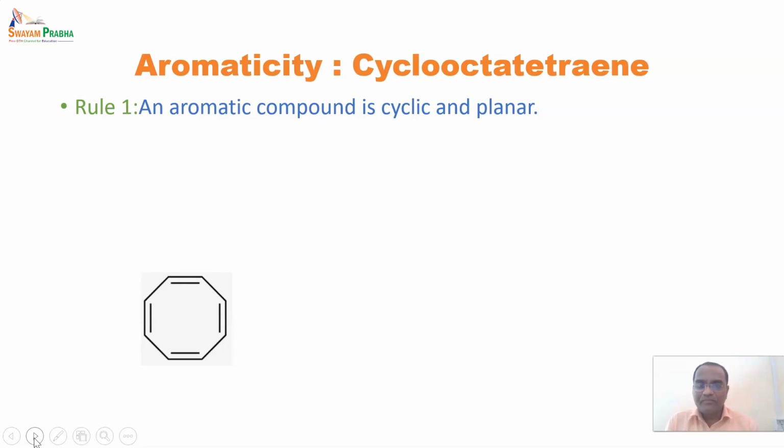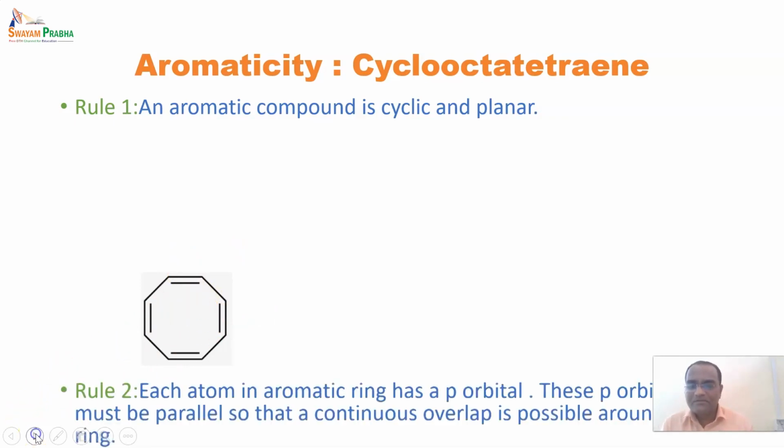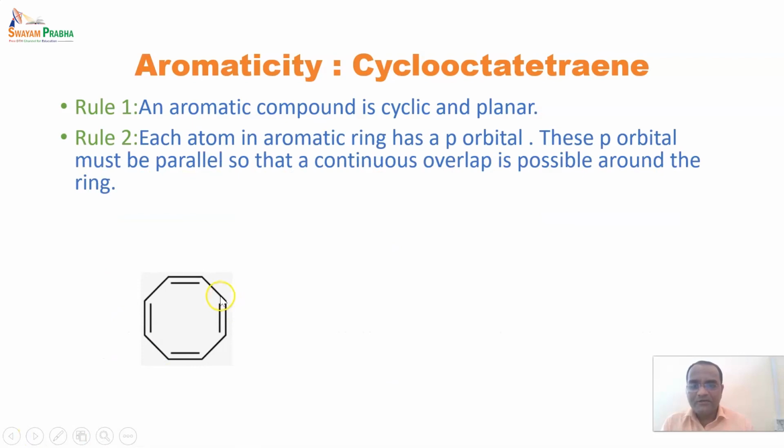So the rule one, an aromatic compound should be cyclic. Here you can see that the compound is cyclic, and it should be planar. So it is planar. All the carbons are sp2 hybridized, and there are continuous parallel p orbitals for delocalization of pi electrons.